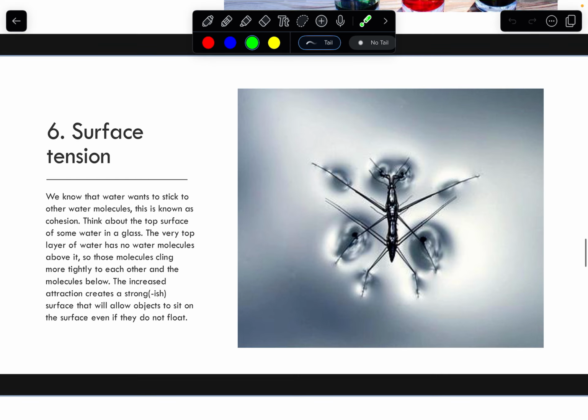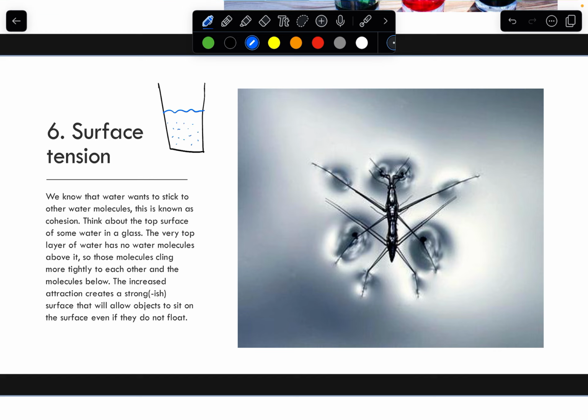Up next is surface tension. This is probably the trickiest to understand, and I'm going to do my best to explain this to you in a way that makes sense. So we know that water wants to stick to other water molecules. This is known as cohesion. And cohesion happens because of hydrogen bonds. So let's assume for a second we have this glass of water.